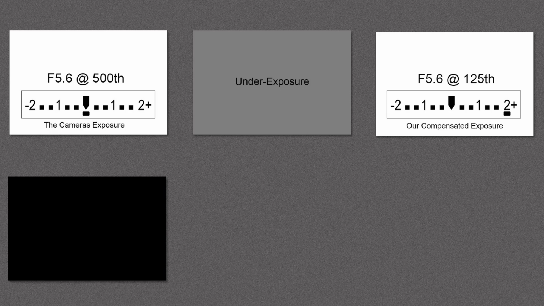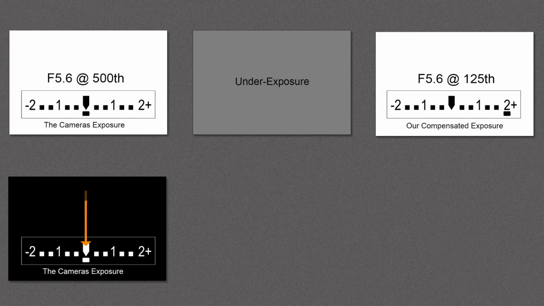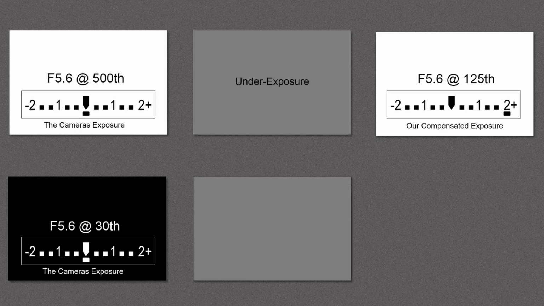Now let's try exactly the same thing with a black card. The camera's exposure here was 1/30th of a second at f/5.6. But once again, the result is virtually the same. We have mid-grey, just the same as we saw with the white card. The black card is clearly overexposed.